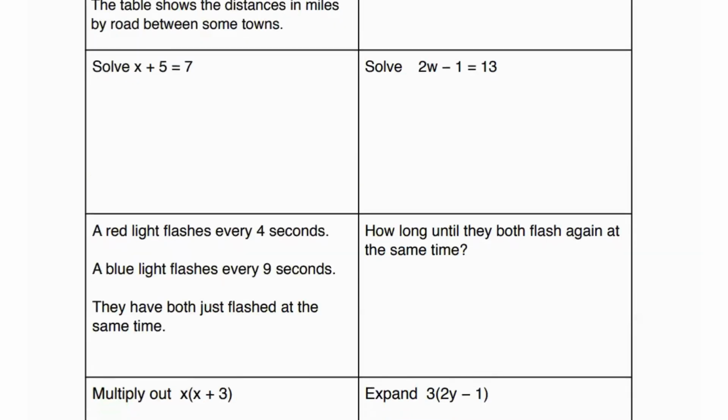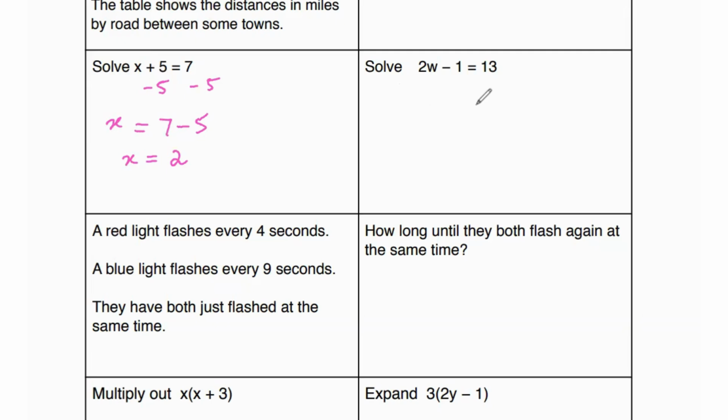Next question says solve x plus 5 equals 7. So this is a clear example of solving equations with a variable on one side. The goal is to find the value of x. So what we need to do is isolate x on one side. And in order to isolate x, we need to get rid of the 5. We can do that by subtracting 5 from both sides. So that gives us x equals 7 minus 5, which is equal to 2.